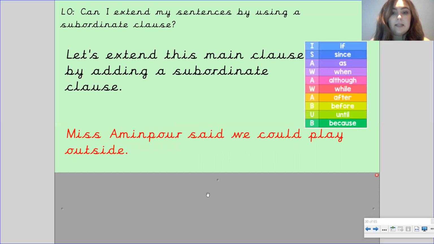Let's have a go at extending this main clause. So on your piece of paper or your whiteboard, please can you extend this main clause by adding in a subordinate clause? Remember, you need to use one of our subordinating conjunctions from I saw a wobble. So for example, Miss Amanpour said we could play outside. And then you need to pick a subordinating conjunction and finish the sentence off. So pause the video here to have a go.